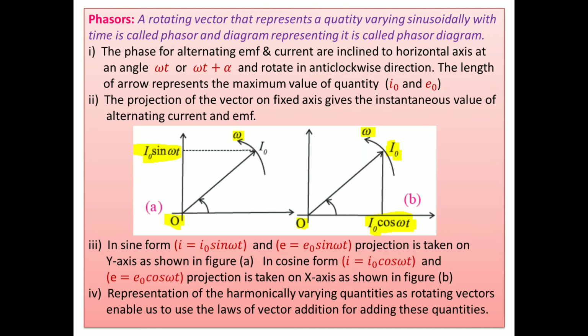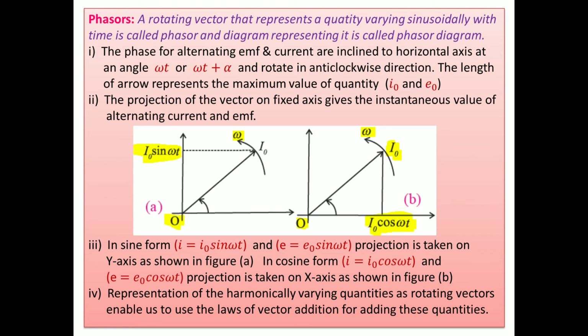Thereafter we go to another topic. It is the phasor. How can we define it? The rotating vector that represents a quantity varying sinusoidally with time. In your book the word "quality" is there, I think this word is wrong. The rotating vector that represents a quantity varying sinusoidally with time.